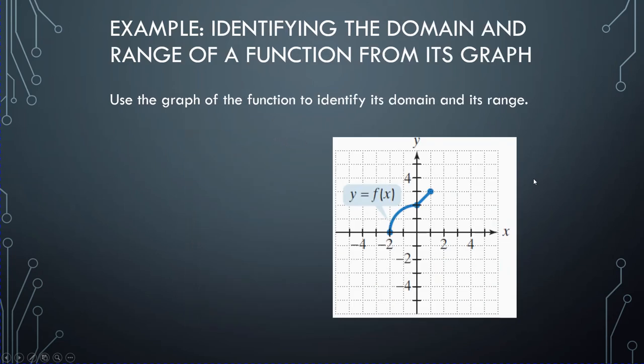All right. Now we've got two more topics: domain and range from a graph, and then intercepts. I know this is a longer lecture, but we're coming to the end. So now I want to talk about identifying the domain and range of a function from its graph. Use this graph. It looks like just this blue line here, to identify its domain and range.